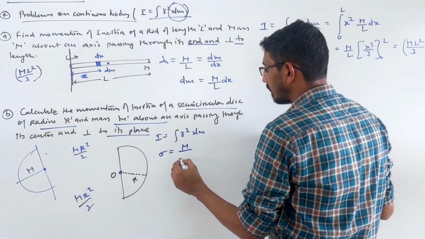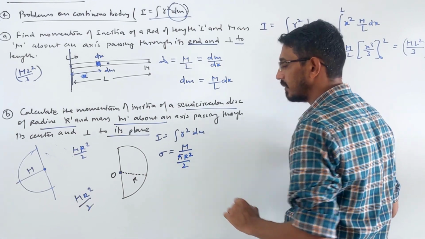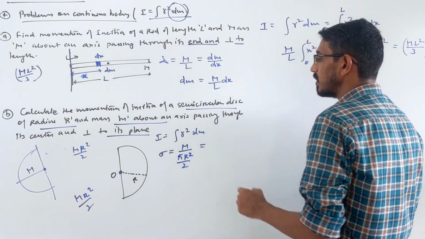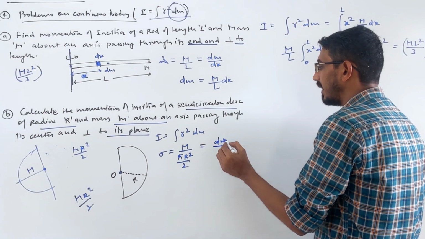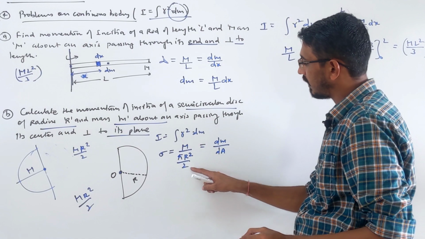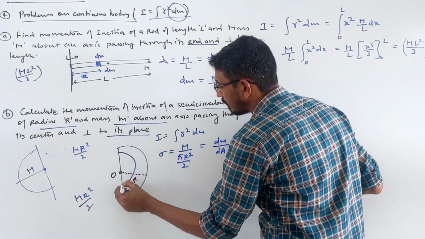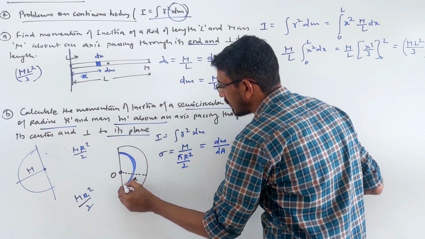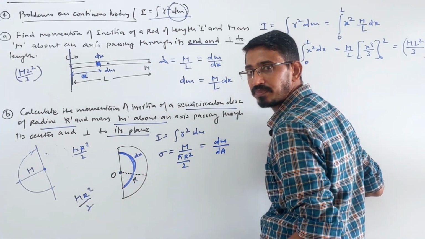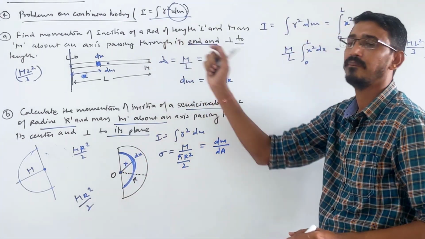So the area of this is pi r square by 2, since it's a half plate. In the same way we write small mass dm by small area dA. This is total mass by total area, small mass by small area. So what is the small area? We choose a strip here, anywhere. This strip has thickness dx and is placed at a distance, or radius, x.